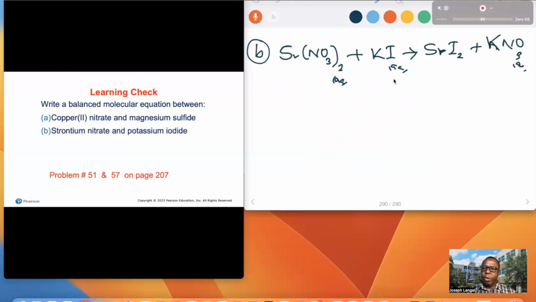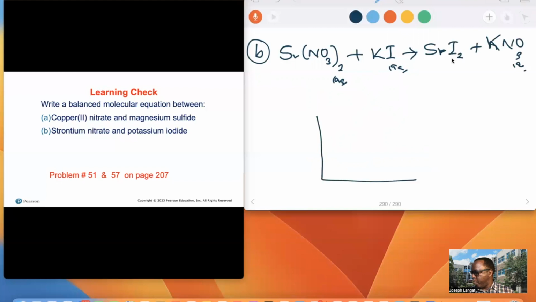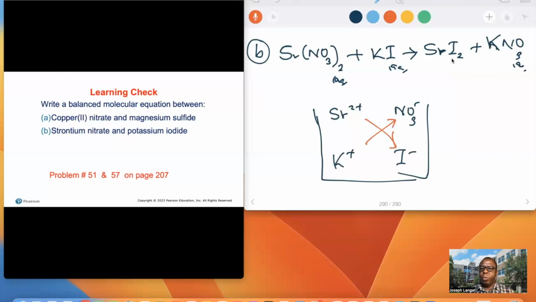Remember to write the correct formulas for your products, using the crossover rule. You need to have Sr2 positive, NO3 negative, K positive, and I negative. That's how I ended up with those two products.